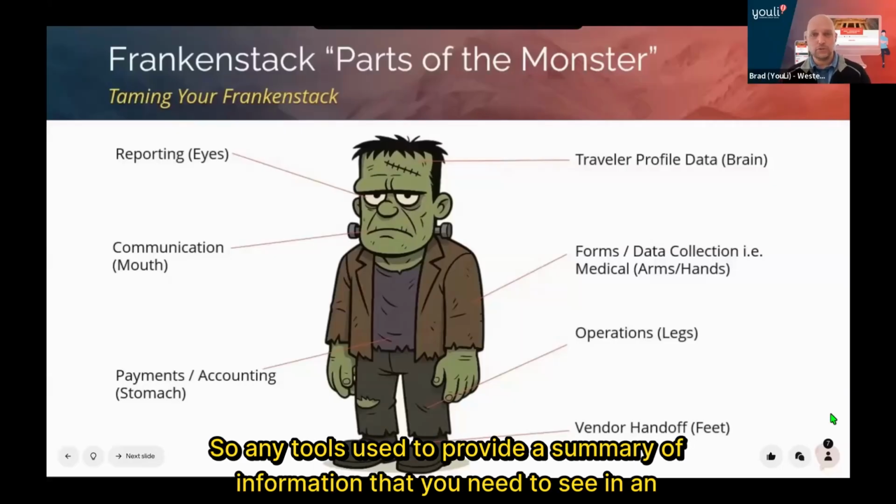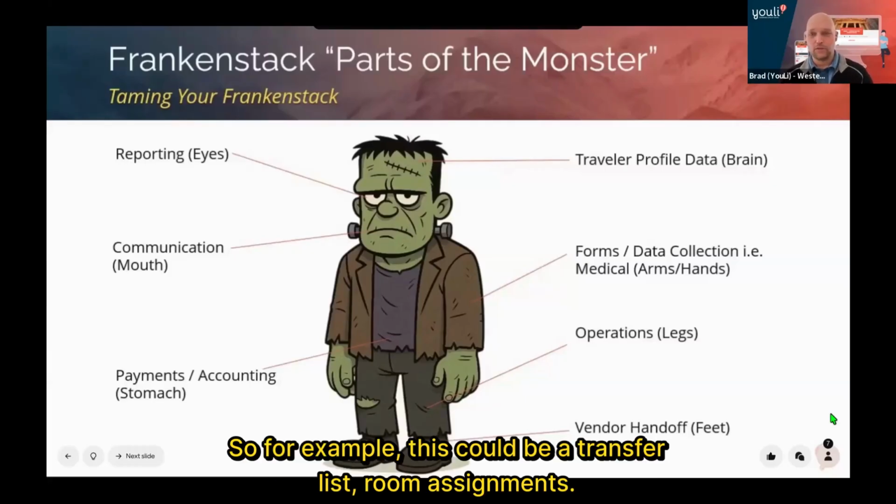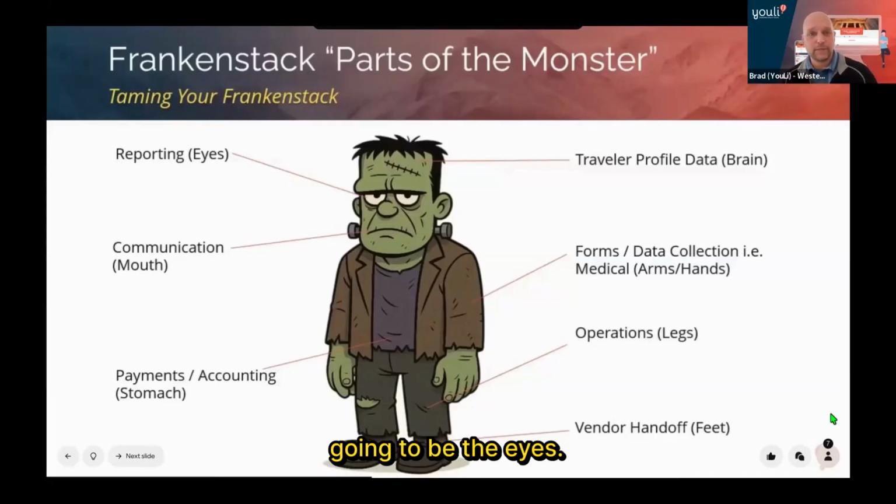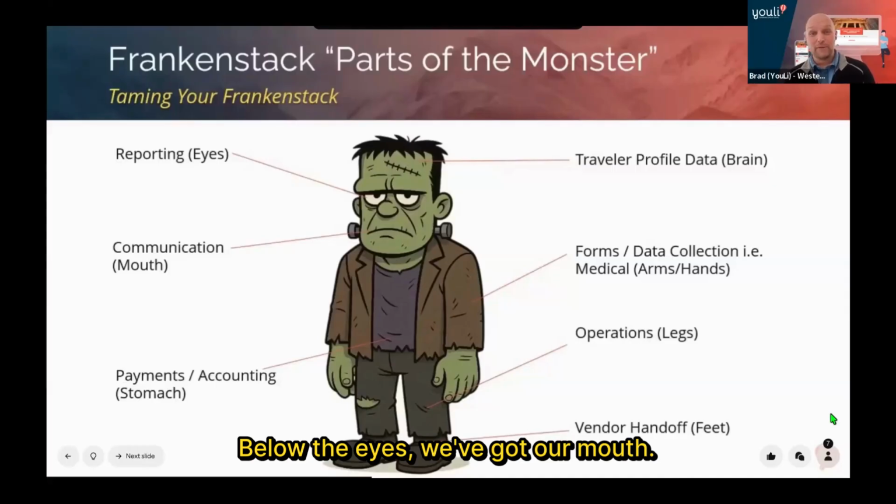So, any tools used to provide a summary of information that you need to see in an organized manner. For example, this could be a transfer list, room assignments, a financial report. Anytime you need to pull pieces of data and have it in an organized manner, that's going to be the eyes. Below the eyes, we've got our mouth.